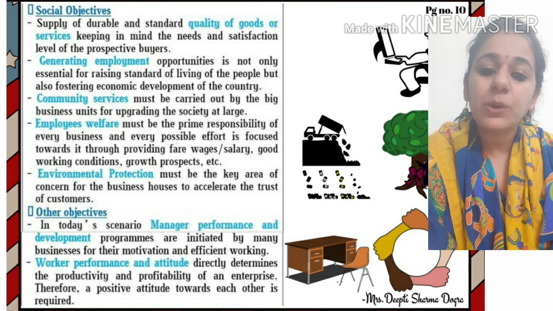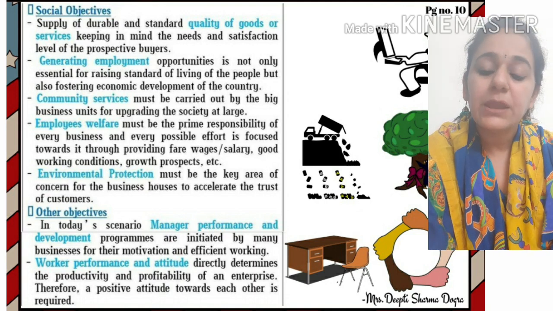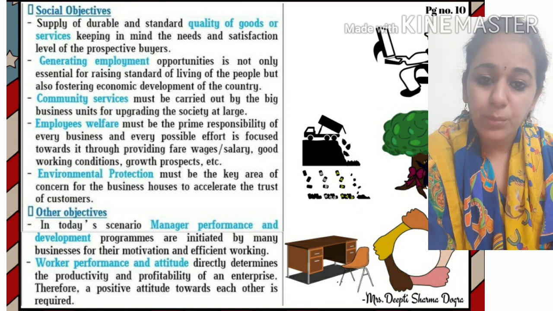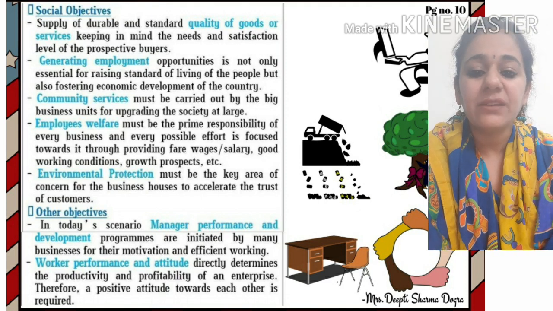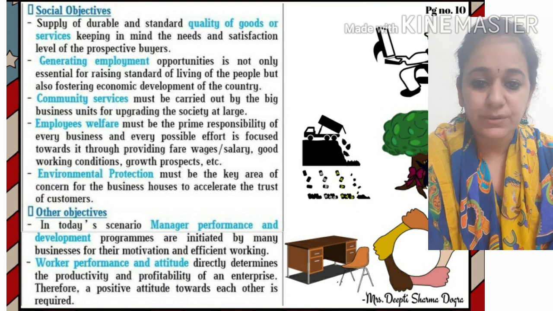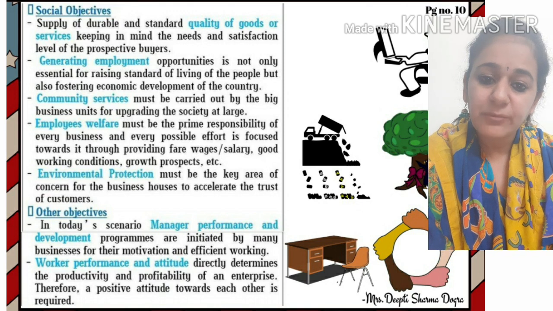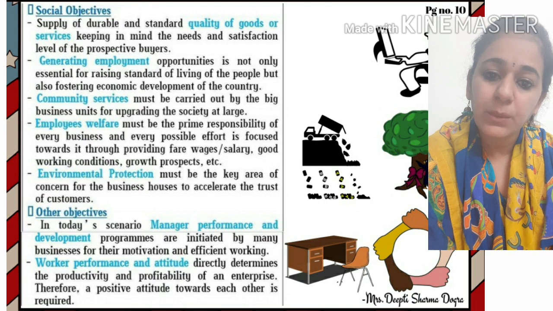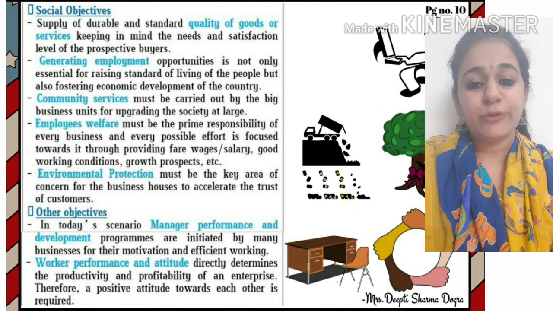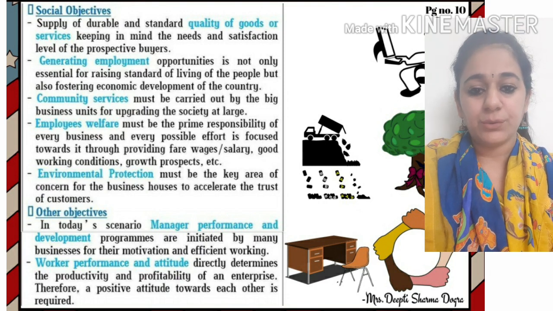Number one, providing quality products at reasonable prices to the customers. Number two, generating employment. Number three, community service. Number four, employees' welfare. And number five, environmental protection. The last category of objectives of business is other objectives, and it has only 2 points. Number one is managers' performance and development, and the second point is workers' performance and attitude.